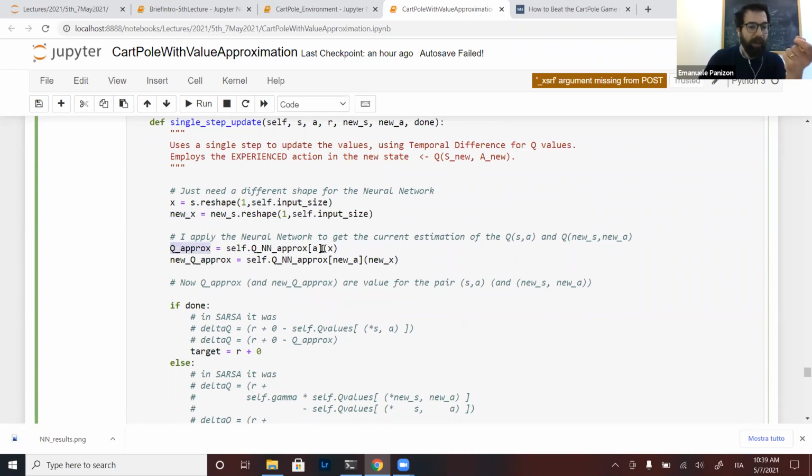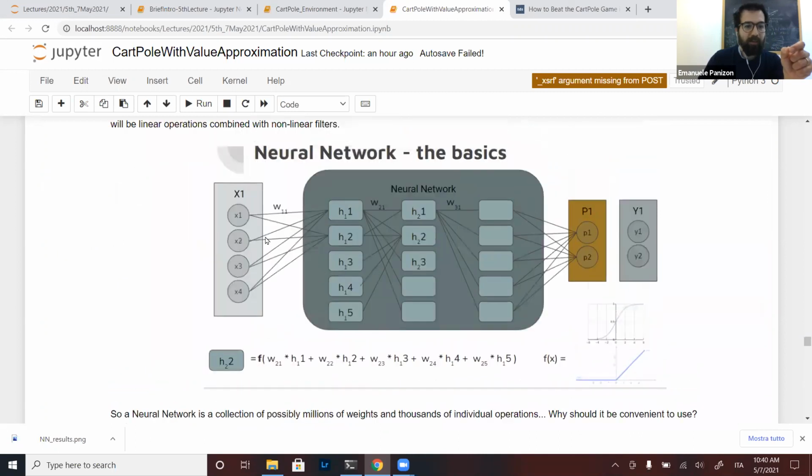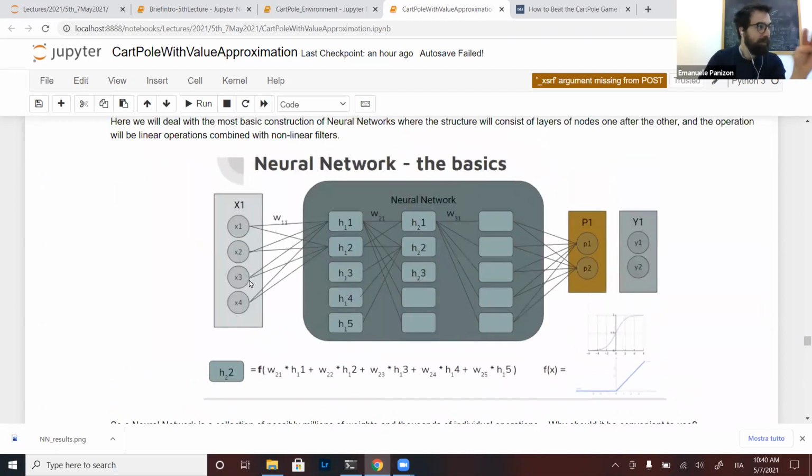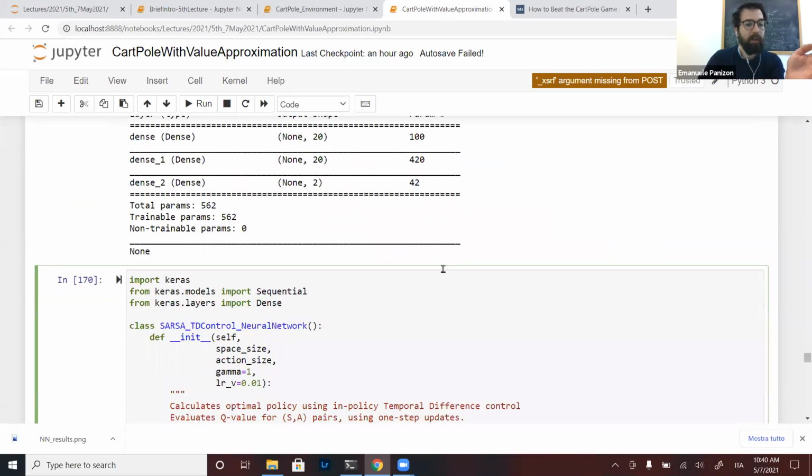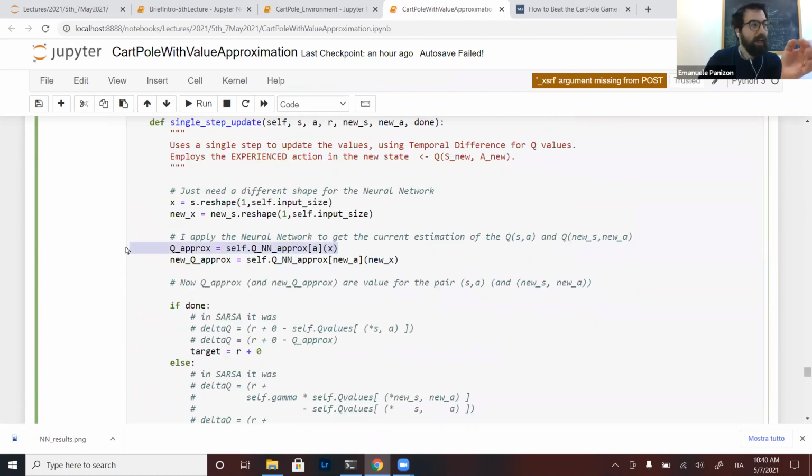Then I'm applying the neural network at the position given by the action to X, to the feature vectors. What do these simple lines do? They give X as an input, and the method automatically does all the operations in the first layer, all the operations in the second layer, and returns only the last layer, the output. So by doing this, I have effectively used the neural network to produce the nonlinear approximation of the value given the feature vectors. And then I do it also for the Q in the new state and the new action.